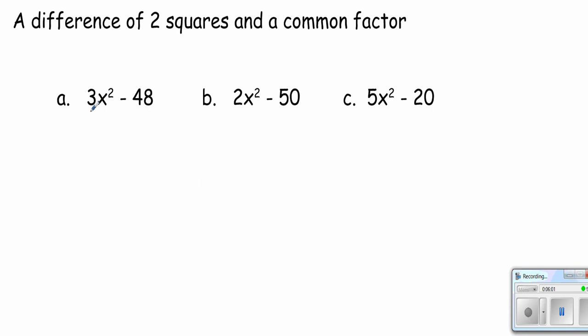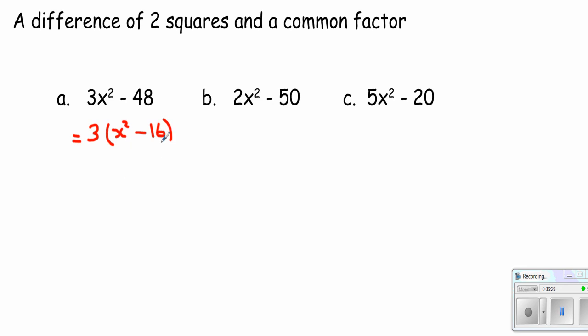Sometimes we can have a difference of 2 squares and a common factor. Now if we look at this first one in part A, we can't take the square root of 3x squared. 3 is not a square number, so this is not a difference of 2 squares. 48 is not a square number. So we'll look for a common factor. The highest common factor is 3, so that will be 3 times x squared minus 16, as 3 16s are 48.